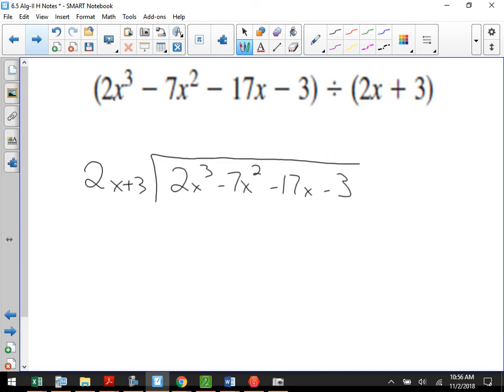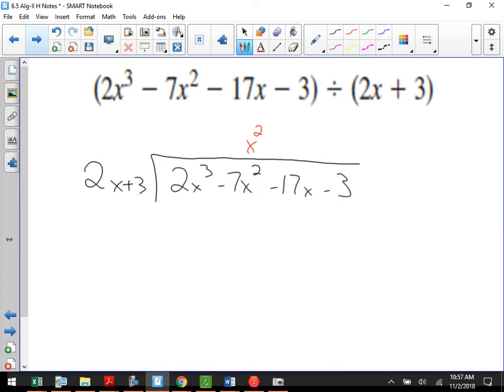What do you multiply 2x by to turn it into 2x cubed? X squared. So I have to place that above the x squared. That's really the only rule of how to start. You place that above whatever degree you're multiplying by first, whatever's underneath the divisor. That's really the only rule you have to worry about. Now you just distribute it properly.